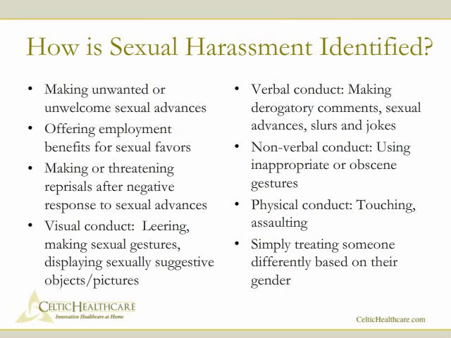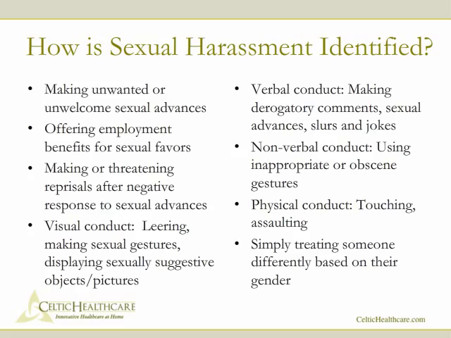How is sexual harassment identified? It can be identified in many different ways. Let's look at some examples of how it can be identified. One way sexual harassment is identified is by making unwanted or unwelcome sexual advances, by offering employment benefits for sexual favors. It can also be identified by making threatening reprisals after a negative response to sexual advances.